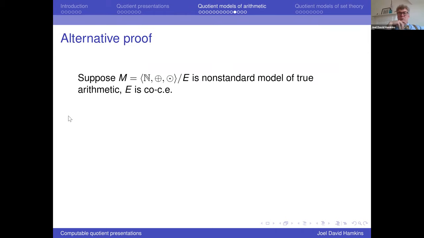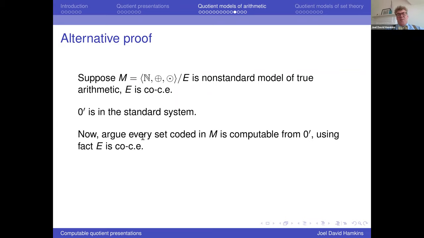Okay, let me give a different proof now. Suppose I had a computable model by a co-CE equivalence relation of true arithmetic. Then zero jump is in the standard system, because the model agrees with us about which programs halt, so it computes zero jump correctly. But now we can argue, just as we did, that every set coded in the model is going to be computed from zero jump, because of the argument that we just gave.